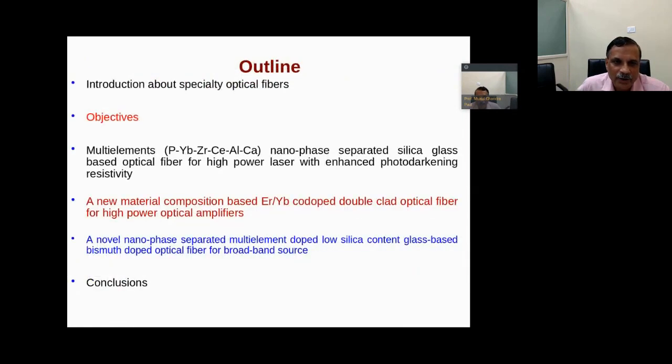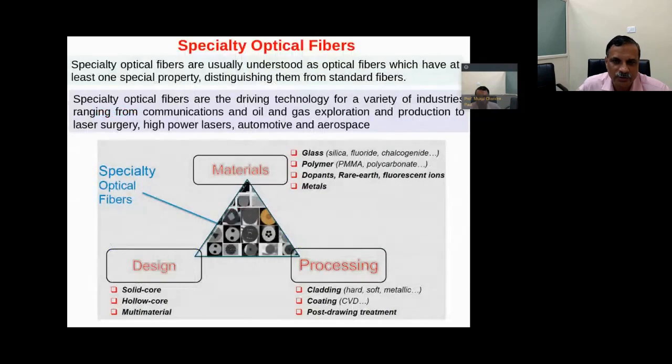My outline of the topic is: we will give some introduction of the specialty optical fiber along with the objective, and three different varieties of specialty optical fiber. The first is based on core composition for enhancement of the photodarkening resistivity of high power fiber laser. Another is the double clad erbium ytterbium multi-material composition based fiber for high power optical amplifier, and another is novel nanophase separated multi-element doped low silica content glass based bismuth doped fiber for broadband source, and finally we come to the conclusion.